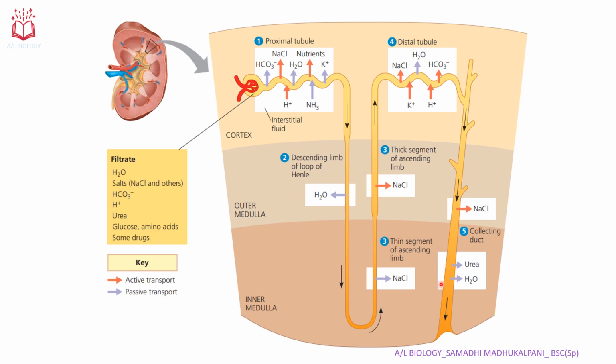Because of the high urea concentration in the filtrate at this region, some urea can diffuse into the interstitial fluid. Final processing of the filtrate at the collecting duct forms the urine.